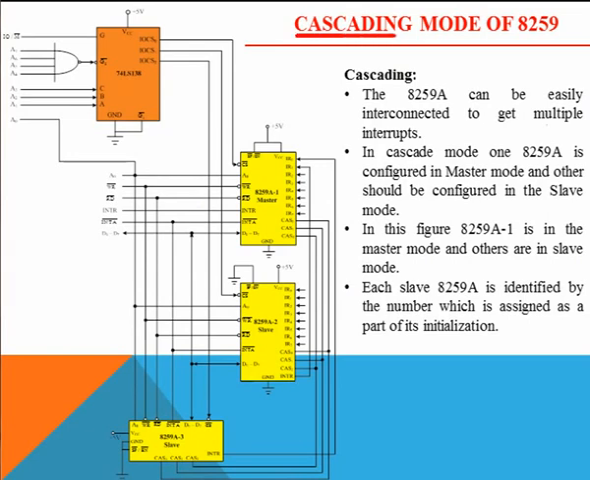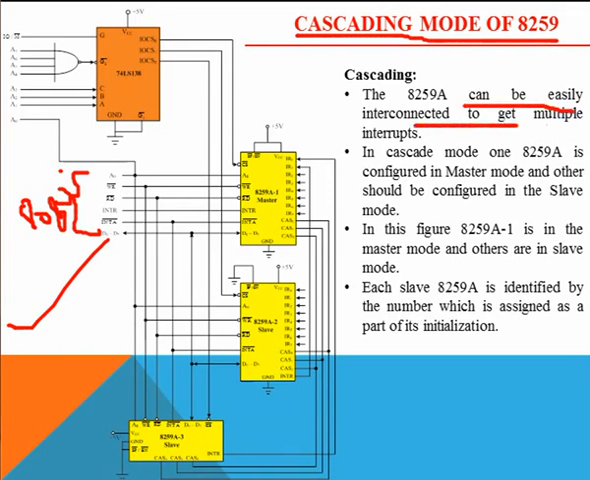Next is the cascading mode of 8259. The cascading mode configuration of 8259 with 8085 is shown in this figure. In this figure, the 8259s can be easily interconnected to get multiple interrupts, increasing the interrupt handling capability up to 64 interrupts. It means we can get a maximum of 64 interrupt handling capability by use of 9 8259 PICs.